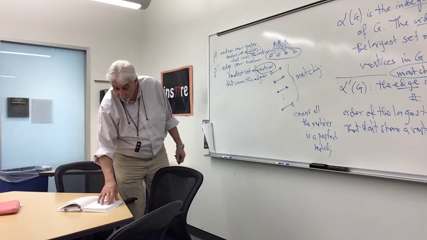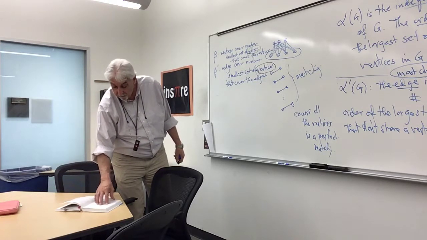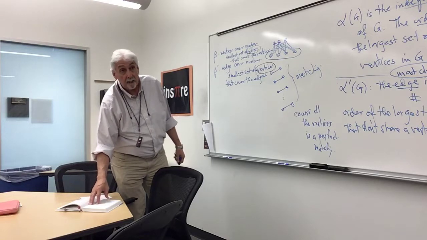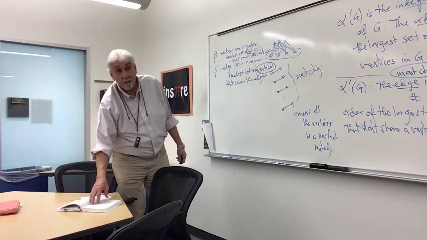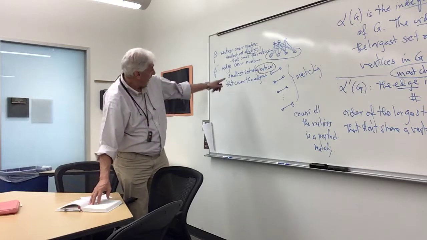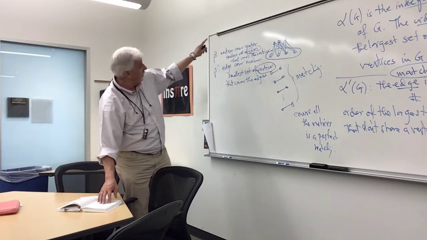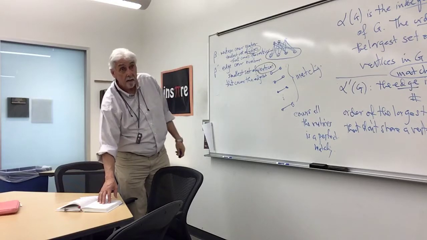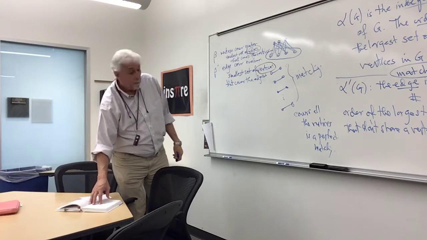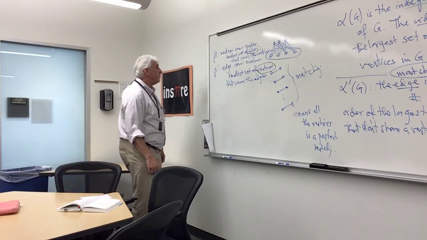So a set of edges is called an edge cover. I'm calling it an edge cover if every vertex is covered. So we're covering vertices with edges. Right. So an edge cover is a set of edges to cover all the vertices, and a vertex cover is a set of vertices to cover all the edges.